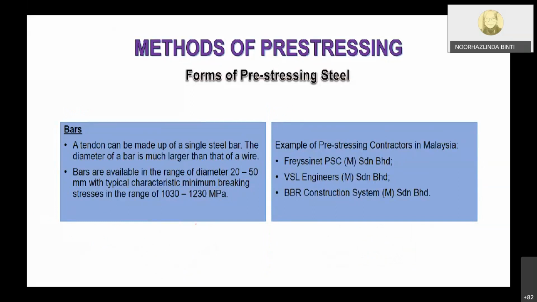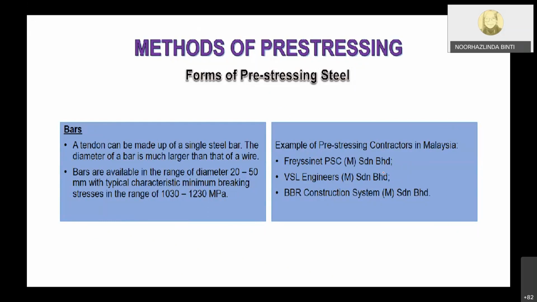Not common lah, but available. So in Malaysia, examples of pre-stressing contractors, the most popular ones, we have 3: Freyssinet, VSL, and also BBR. If you later work in construction, these 3 names are not avoidable. Tak boleh dipisah, tak boleh dielakkan. These 3 names, they are very common in the market.